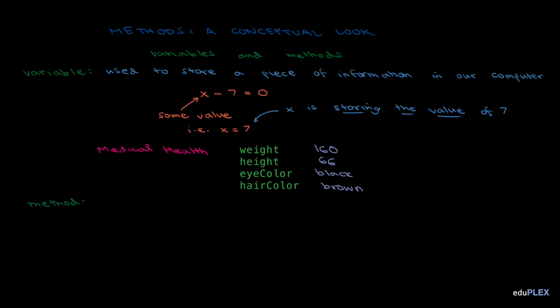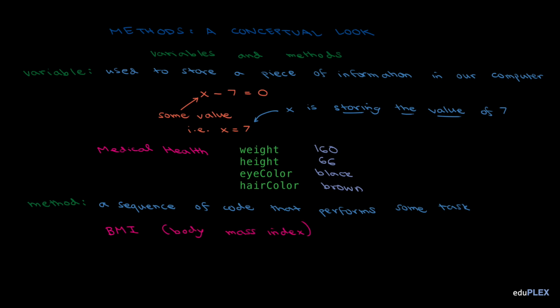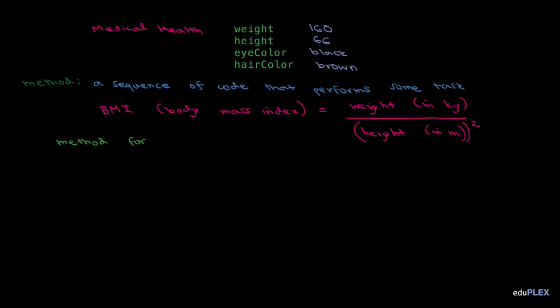A method is a sequence of code that performs some task. For example, if I was still working on my health program, I could have a method that calculates my BMI, or body mass index. Your BMI is a way to measure body fat based on height and weight, and one simple way to calculate it is to take your weight in kilograms and divide it by your height in meters squared.